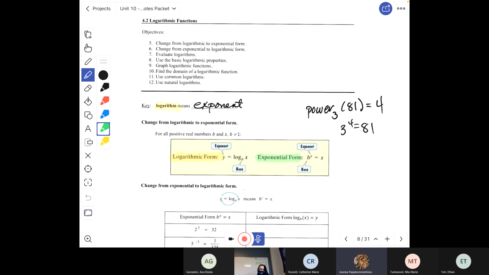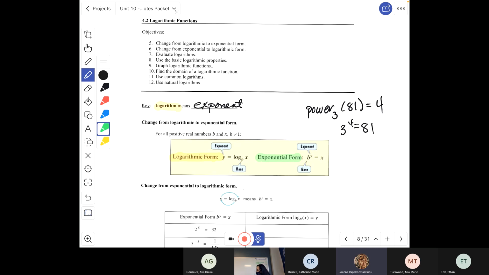So if I'm looking at converting something from, let's say, a logarithmic form to exponential form, if I see something that looks like this, I know that my logarithm, the result of taking the logarithm of something, is an exponent. My output, y, is the exponent.